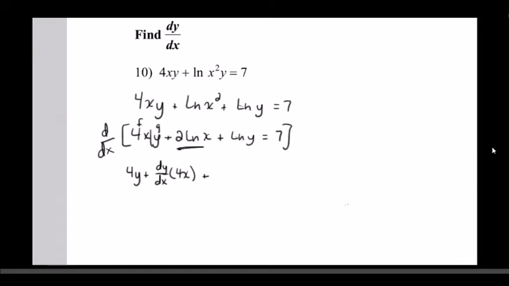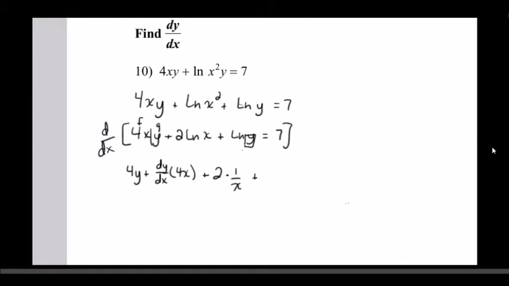Now we need the derivative of this part, 2 times the natural log of x. Well, the 2 is just a coefficient, so it stays a coefficient. The derivative of the natural log of x is just 1 over x. So that is the derivative of that piece. Now, the derivative of this piece, natural log of y, since we're differentiating with respect to x, we need to treat y as a function u. So it's the same as the derivative of the natural log of u, which is 1 over u times du. So that's going to be 1 over y times dy dx. And then the derivative of 7 there is 0.